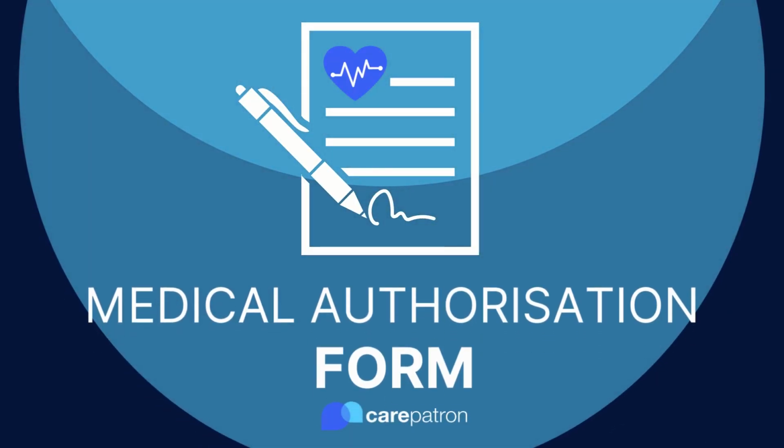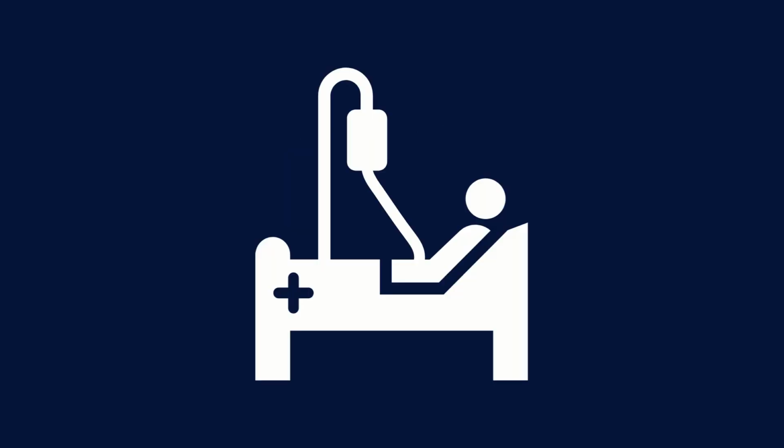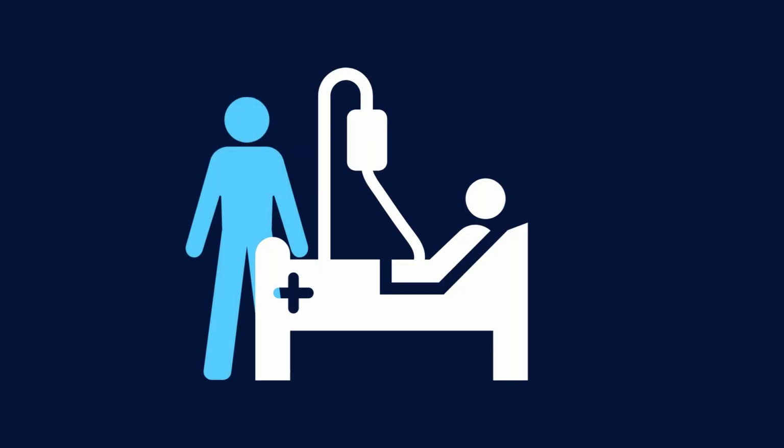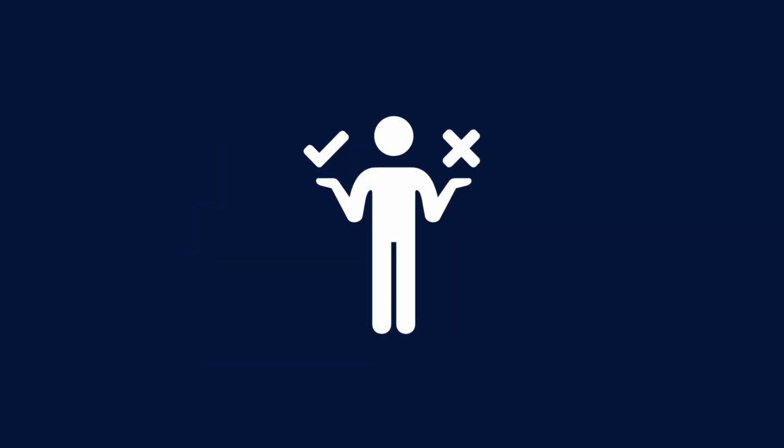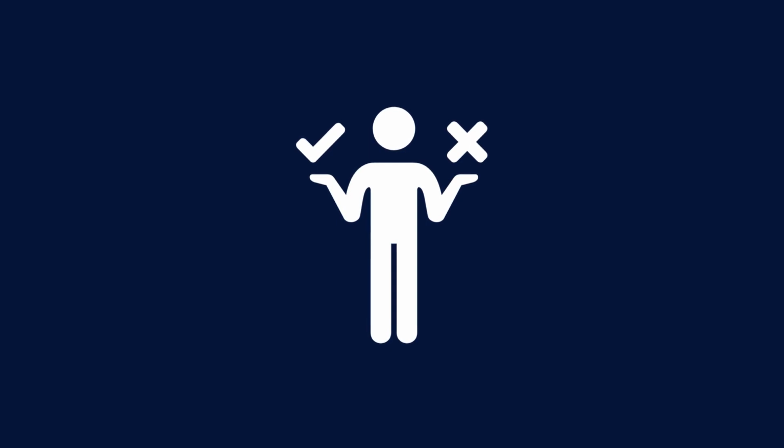Medical emergencies can happen at any time, and it's essential to have a plan in place. A medical authorization form is a vital document that allows someone else to make medical decisions on your behalf if you cannot do so. It gives your chosen representative the power to make critical healthcare choices for you in an emergency, ensuring that your wishes are respected and your medical needs are met.